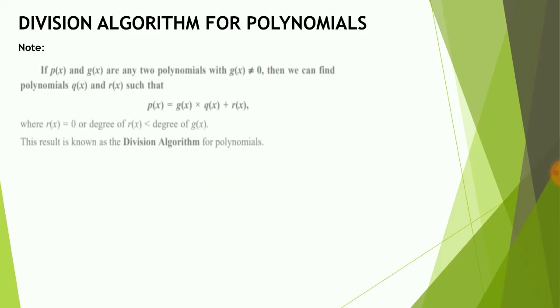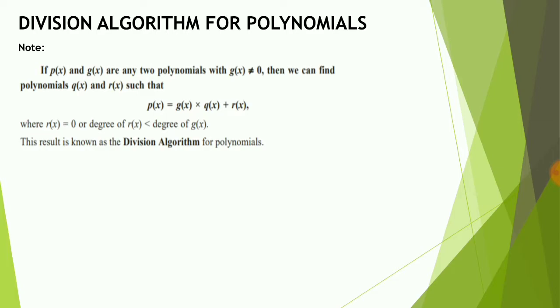Now this is called the division algorithm for the polynomials. That is, if p(x) and g(x) are any two polynomials with g(x) not equal to 0, then we can find polynomials q(x) and r(x) such that p(x) is equal to g(x) into q(x) plus r(x), where r(x) is equal to 0 or degree of r(x) is less than the degree of g(x). So this condition of r(x) has to be kept in mind, that the remainder has to be 0 or the degree of the remainder should be less than the degree of the divisor. Once we get that, we can stop the division.